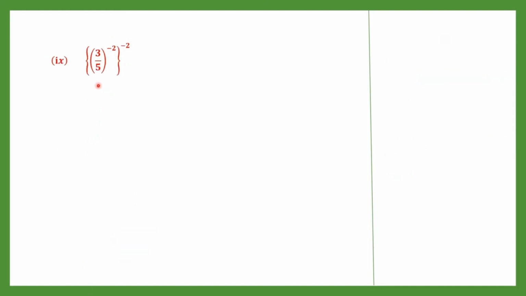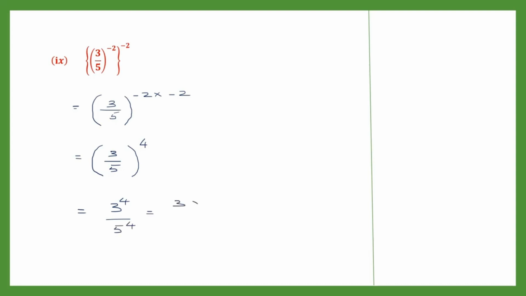Question 9. So here what do we have? 3 by 5 raised to a negative power, which is raised to again a negative power. So here we can apply the power law where we multiply the powers. So this will be 3 by 5, the whole thing raised to the power of minus 2 into minus 2. So this now becomes 3 by 5 raised to the power of minus 2 into minus 2. Minus into minus is plus. 2 twos are 4. So this is simple now. This is 3 raised to the power of 4 divided by 5 raised to the power of 4.